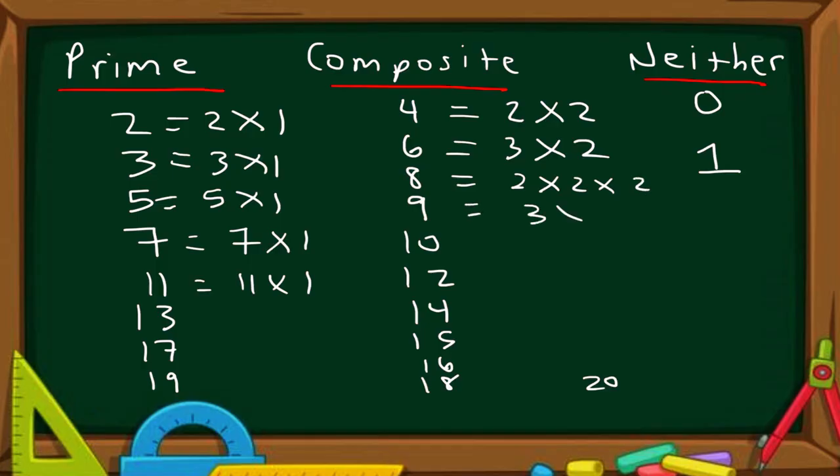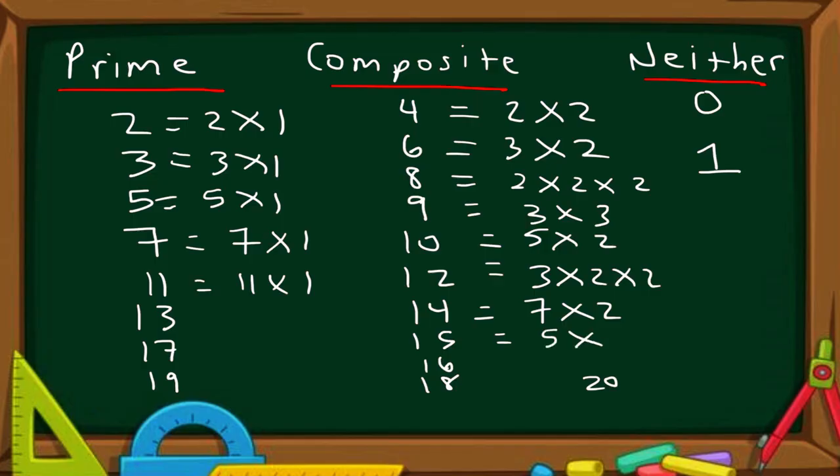9, you can write it as 3 times 3. 10 is 5 times 2. 12, it's 3 times 4, and 4 can be broken down into 2 times 2. 14 is 7 times 2. 15 is 5 times 3, and you get the point. All of the composite numbers can be broken down into prime numbers that don't contain 1. All the prime numbers can be broken down into factors where 1 is included. It's going to be 1 times itself. That makes it prime. And just remember, 0 and 1 are considered not to be prime or composite numbers.